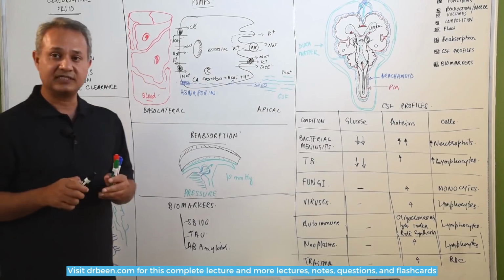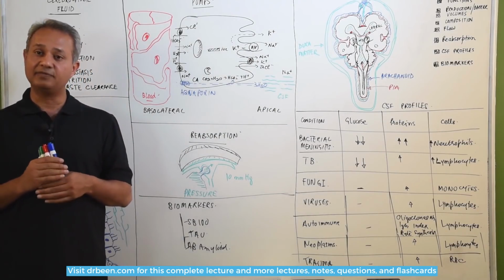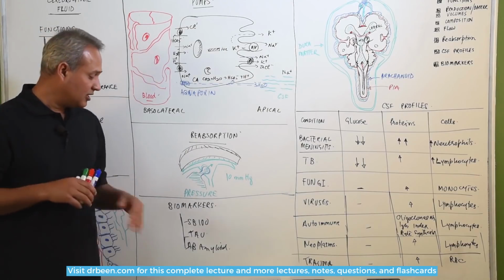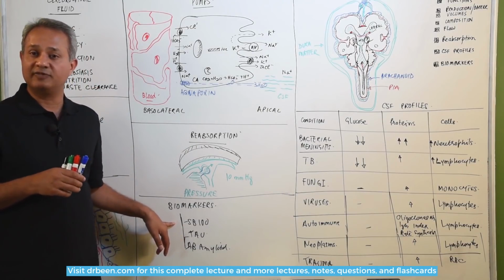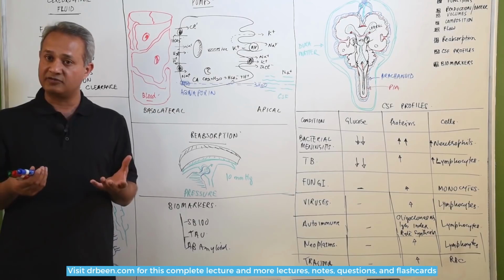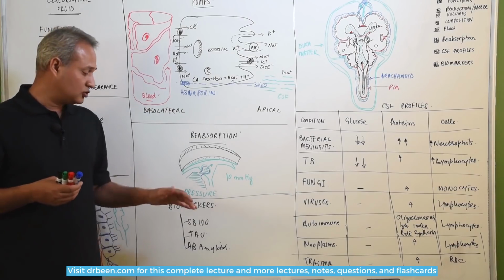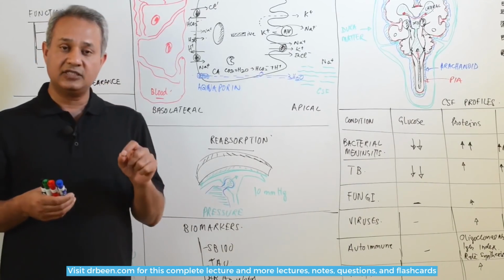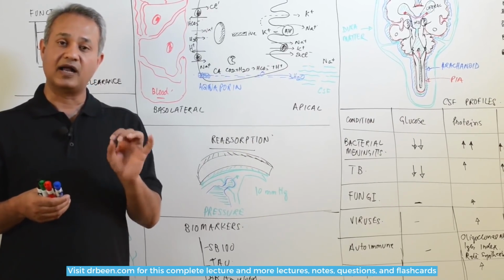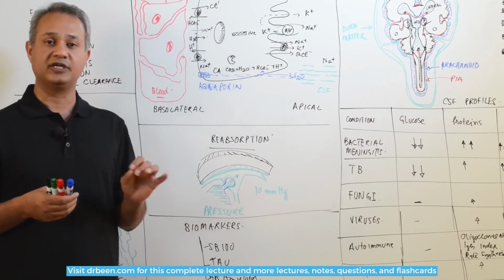S100B is present in the astrocytes. It's made by the astrocytes. It's a group of proteins. So what do you think? Whenever the astrocytes are damaged, S100B would spill out into the CSF and you'll be able to find it. So normally injury to the brain is marked by the presence of S100B inside the CSF.